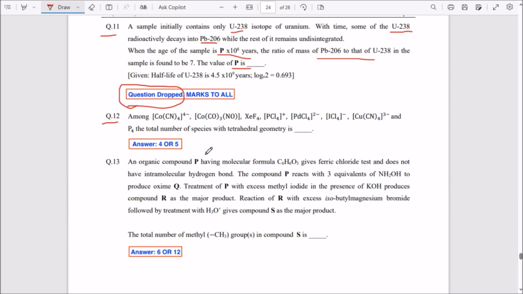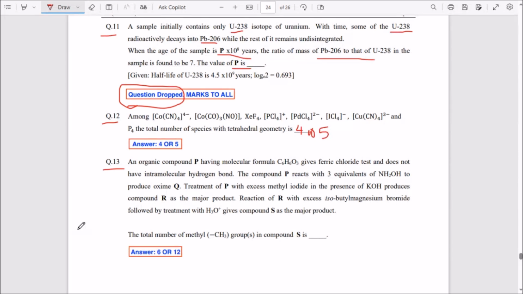Among cobalt tetracyanide 4−, cobalt carbonyl 3, NO, xenon tetrafluoride, PCl4+, palladium tetrachloride 2−, iodine tetrachloride −, copper tetracyanide 3−, and P4, the total number of species with tetrahedral geometry is 4 or 5 also. So 4 or 5 is correct option, students.